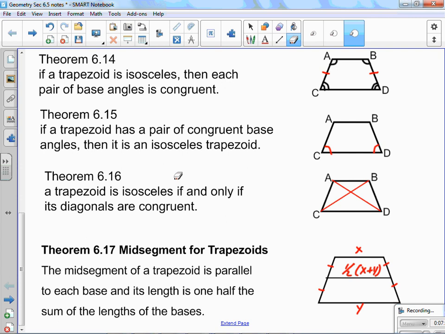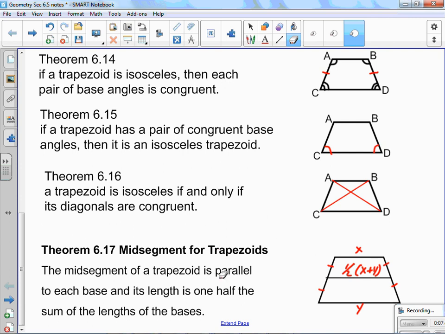Theorem 616, a trapezoid is isosceles if and only if its diagonals are congruent. So if the diagonals are congruent, then it's going to be an isosceles trapezoid, not just a regular trapezoid.